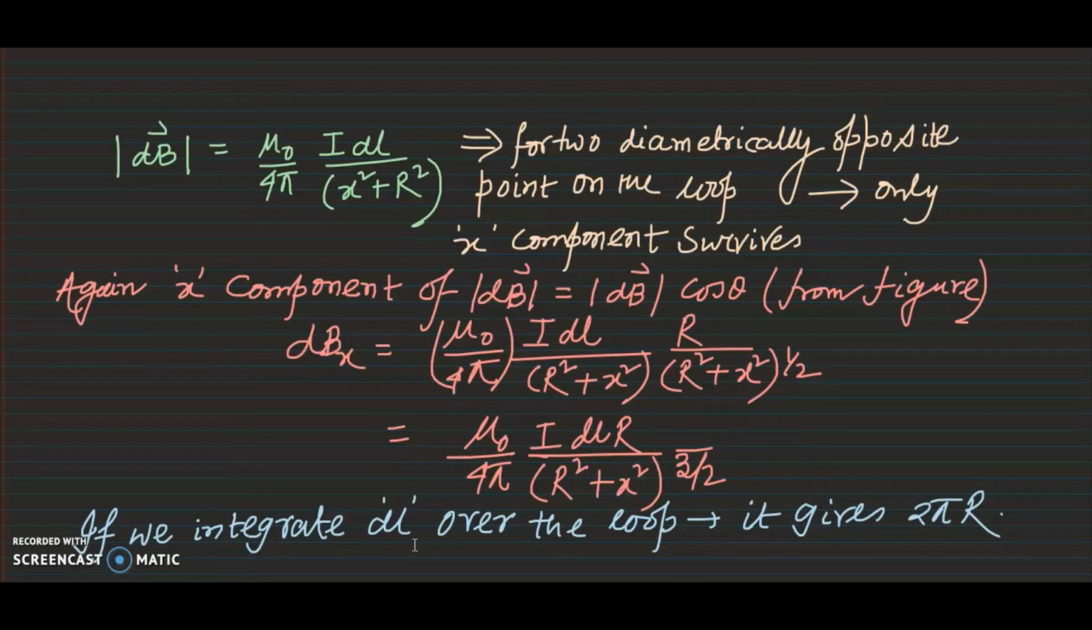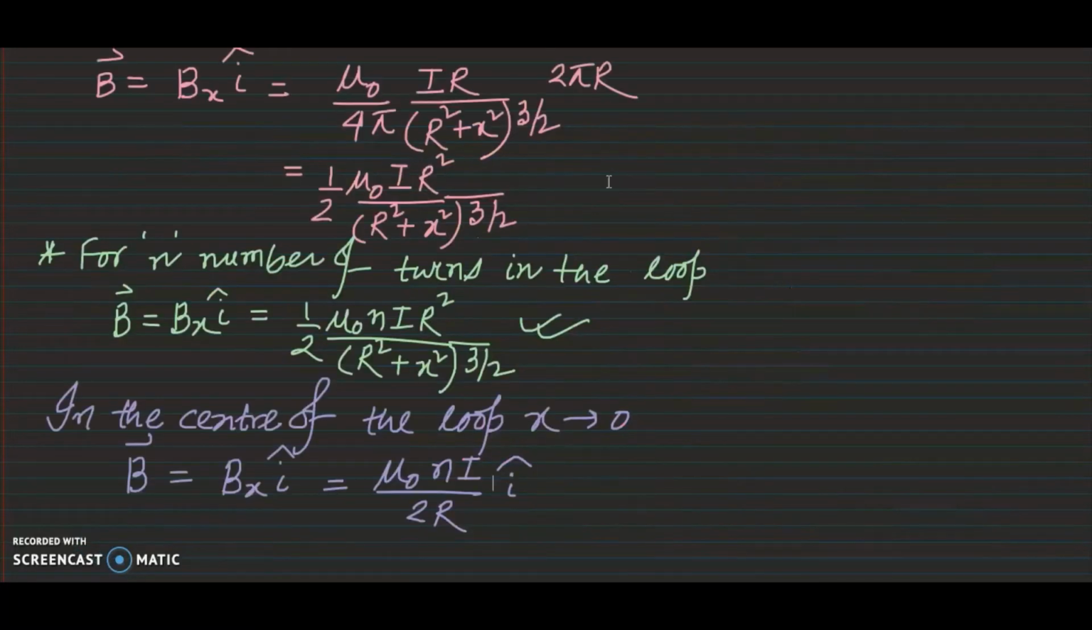Now if I integrate dl over the loop, it gives 2 pi capital R, which is the circumference or perimeter of the loop. So the magnetic field magnitude at the point P is B vector equal to Bx i cap, which becomes mu 0 by 4 pi I capital R divided by r square plus x square whole to the power 3 by 2 times 2 pi R. After calculating, the magnitude of the magnetic field at the point P is half mu 0 I R square divided by r square plus x square whole to the power 3 by 2.